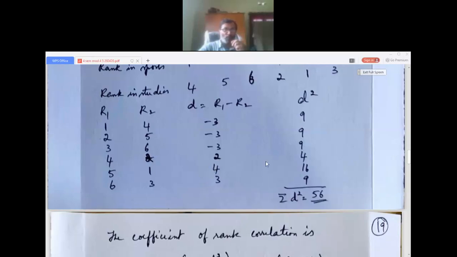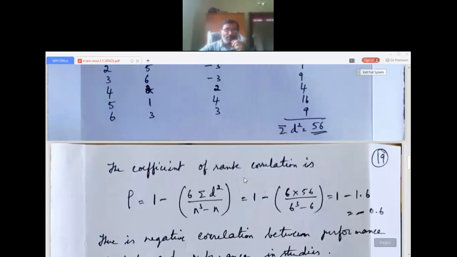Then we find D squared. D squared means minus 3 squared is 9, again minus 3 squared is 9, minus 3 squared is 9, 2 squared is 4, 4 squared is 16, 3 squared is 9. So sigma D squared is 56.